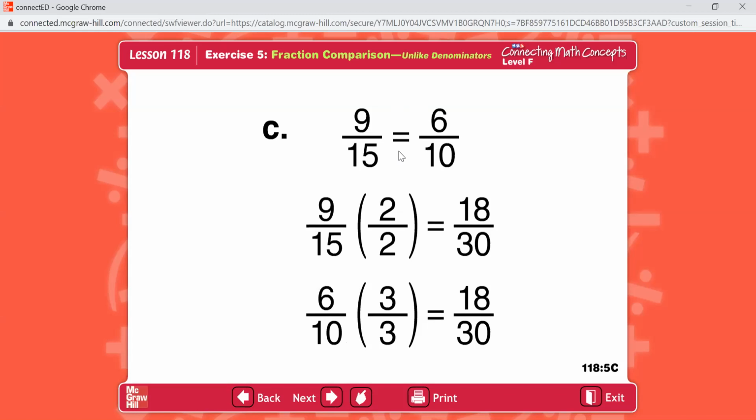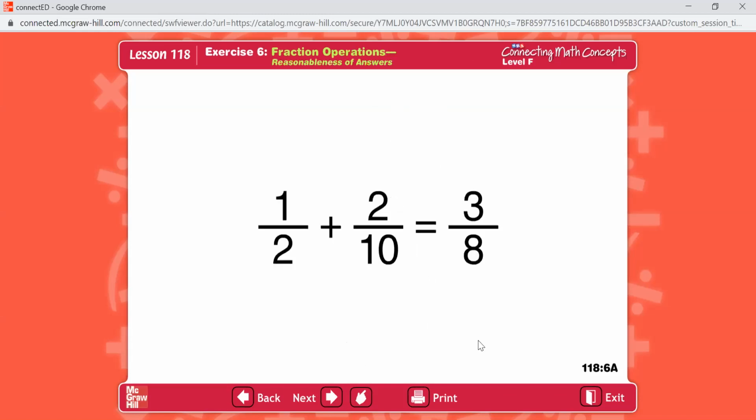Now let's move to fraction operations. Read this equation. 1/2 plus 2/10 equals 3/8. Again, 1/2 plus 2/10 equals 3/8. The answer shown is 3/8. I can tell the answer is wrong without working the problem.